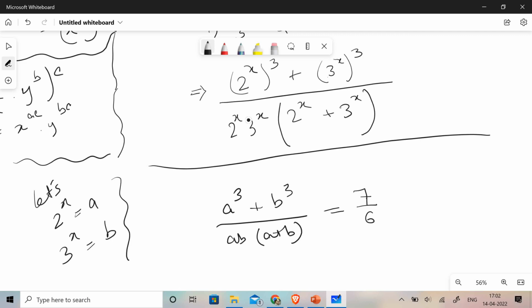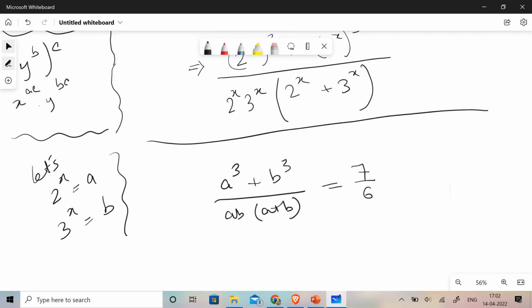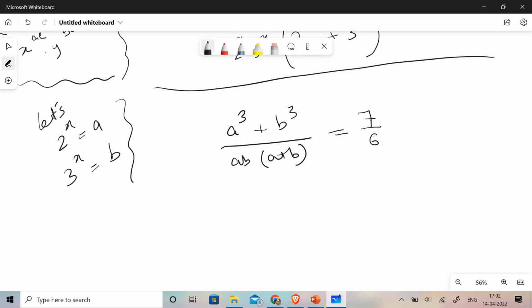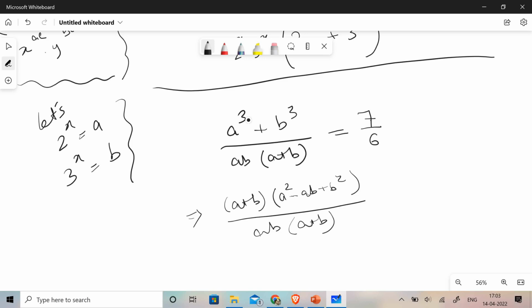Now this problem is not that intimidating, right? Because now we have kind of solved the crux of the problem. If you remember, a cube plus b cube, we can write it as a plus b into a square minus ab plus b square, right? So this can be a plus b and a square minus ab plus b square, and we have ab into a plus b equals 7 by 6.